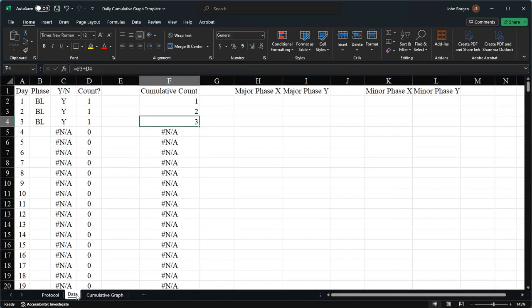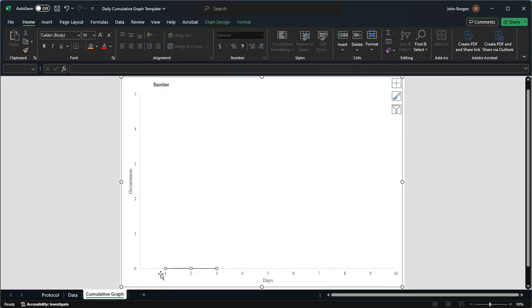Okay. Now for the trickier parts. I'm going to change these from Y's to no's, not because I'm falsifying data, but because I am showing you a cumulative record. And now we have a no, no, no.